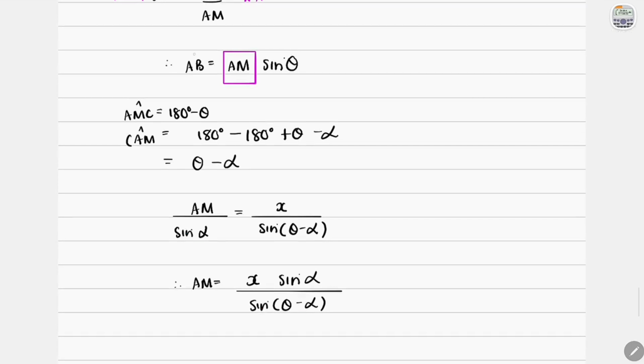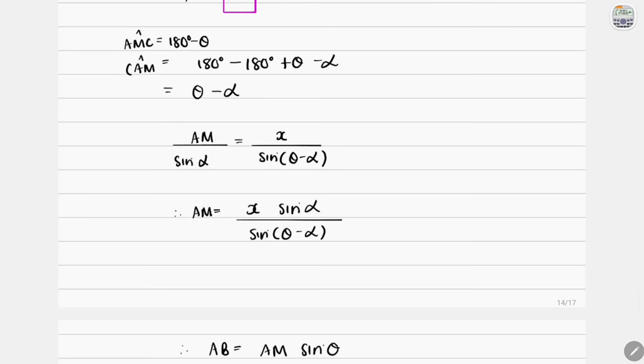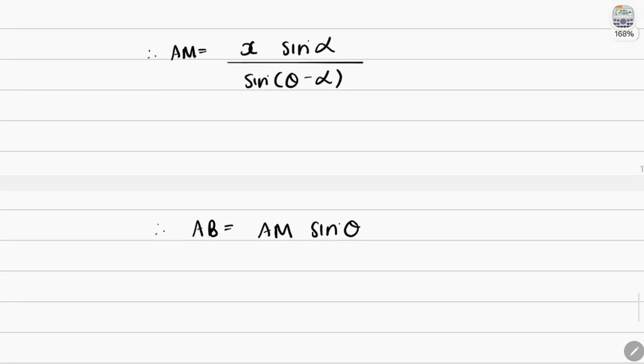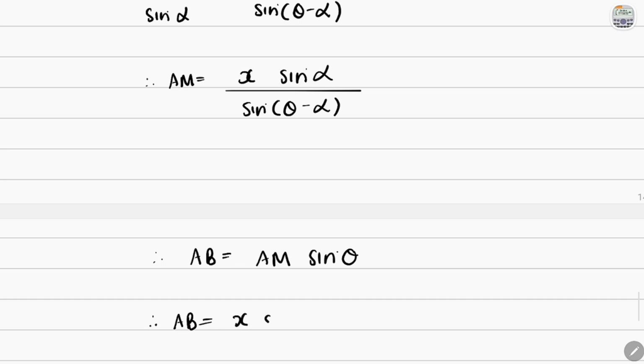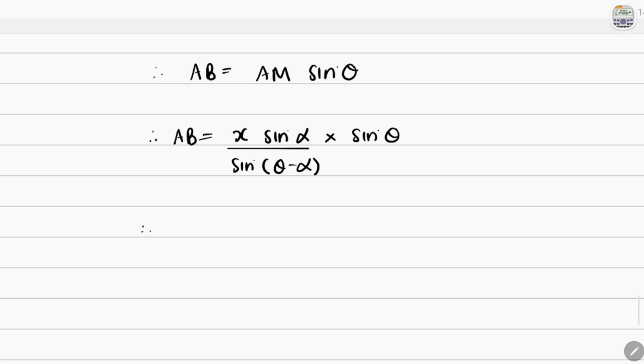And now that we have AM, we can find AB. So we'll take this equation that we already had. We knew that AB was equal to AM multiplied by sine theta. And we're going to substitute AM in here. So it means that AB is simply equal to X sine alpha over sine theta minus alpha, and then multiply by sine theta. And you're just simplifying now. So finally, it means that AB is equal to X sine alpha and then sine theta all over sine theta minus alpha. And that is our answer.